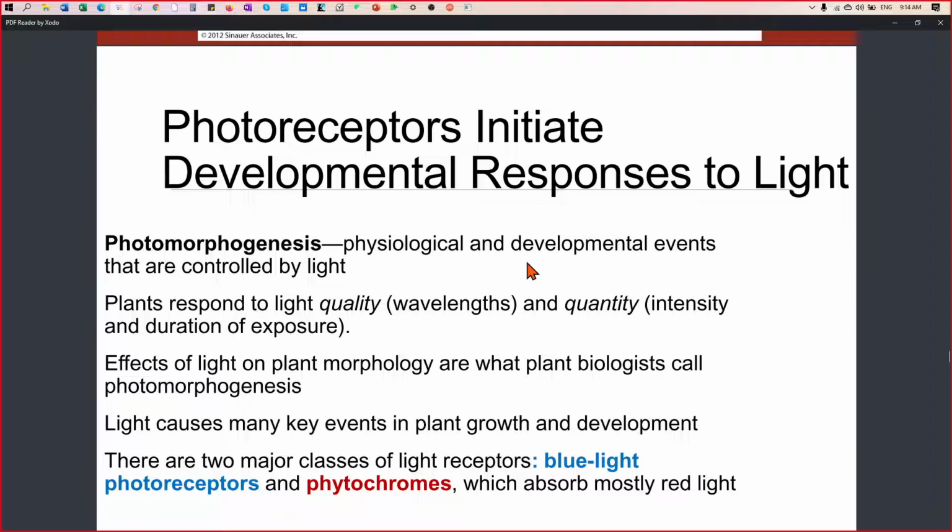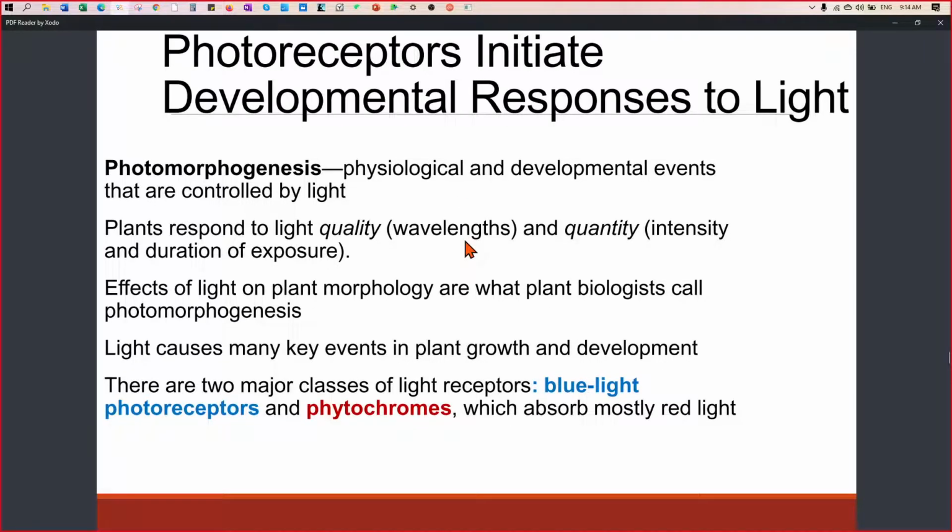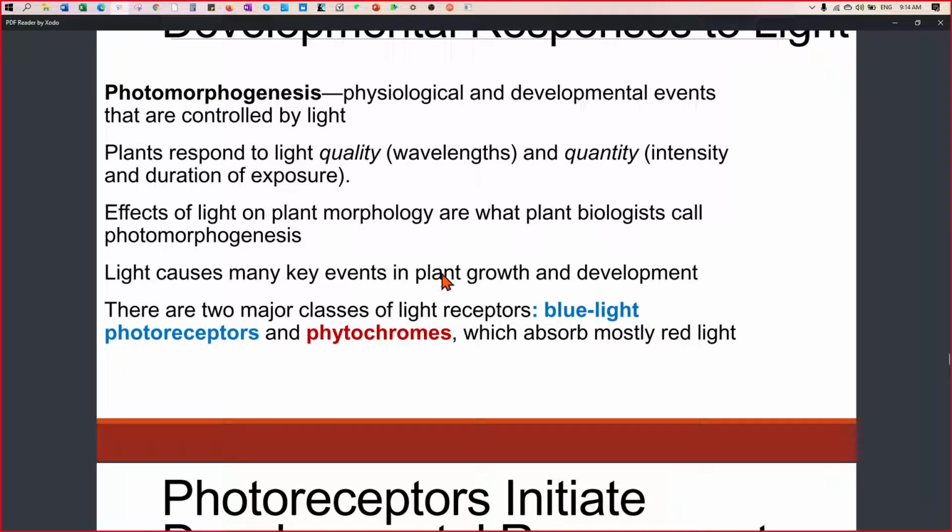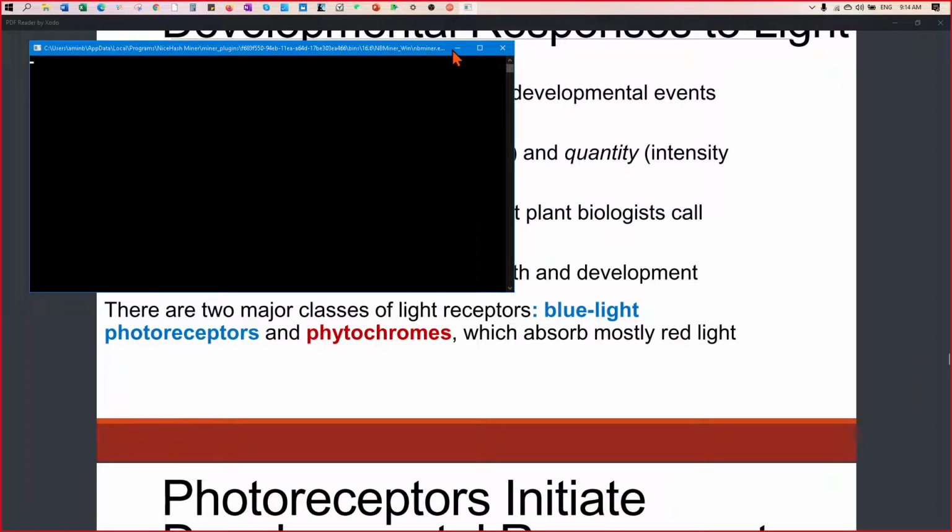So this is the final section, and this has to do with photomorphogenesis, how light initiates a developmental response. The things that you need to understand here are these. There are receptors for specific colors. So we have the blue light photoreceptors for blue light, of course, and we got phytochromes for the red light receptors.